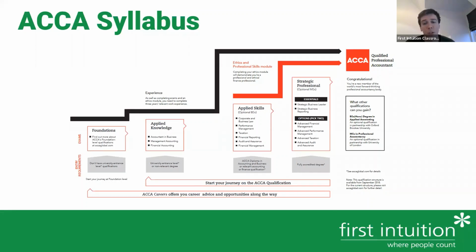But one thing that we run at First Intuition as well is the Oxford Brookes programme. So in addition to your applied skills units, you would complete a report, and having completed that report, you could gain a degree in applied accounting.